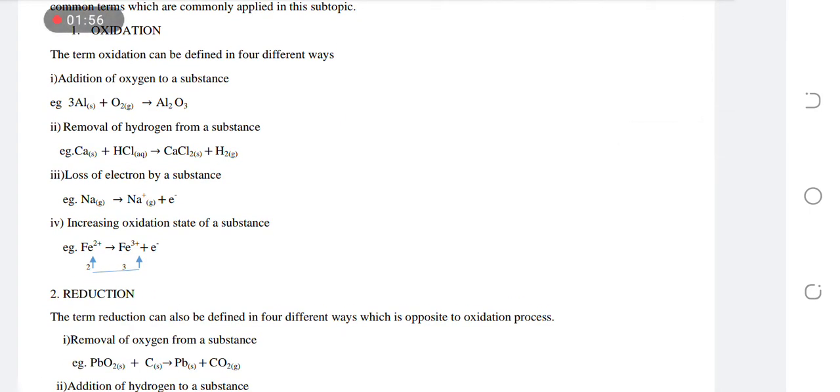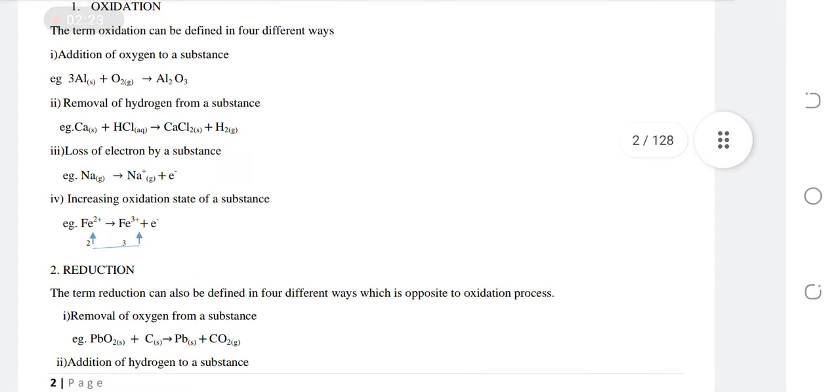Another meaning of oxidation is removal of hydrogen from a substance. For example, reaction between calcium and hydrochloric acid. There, hydrogen was replaced by calcium to get calcium chloride, and the hydrogen evolved out. So there, hydrogen was removed from hydrochloric acid. That's why we say oxidation is removal of hydrogen from a substance.